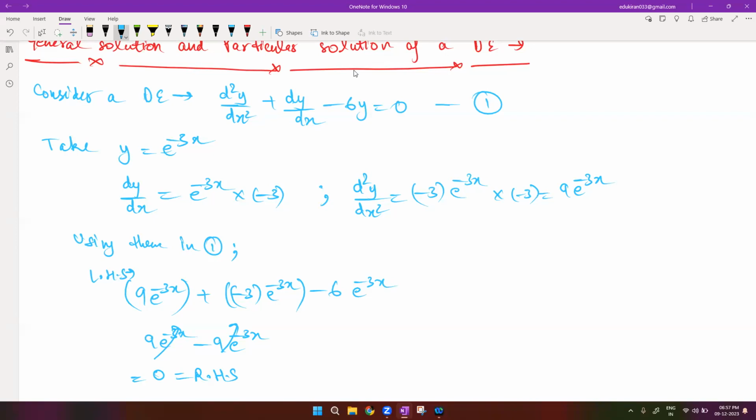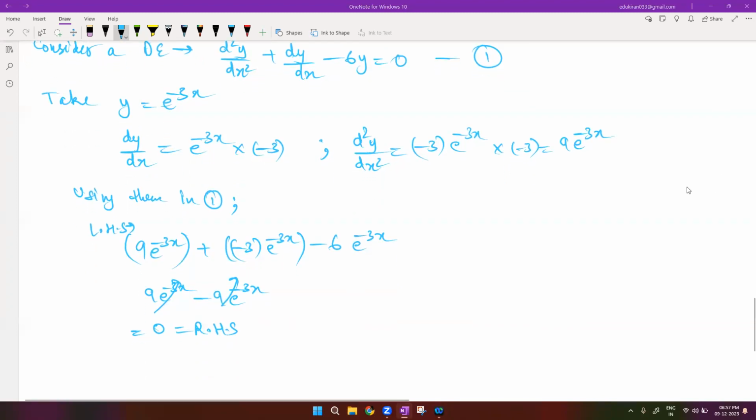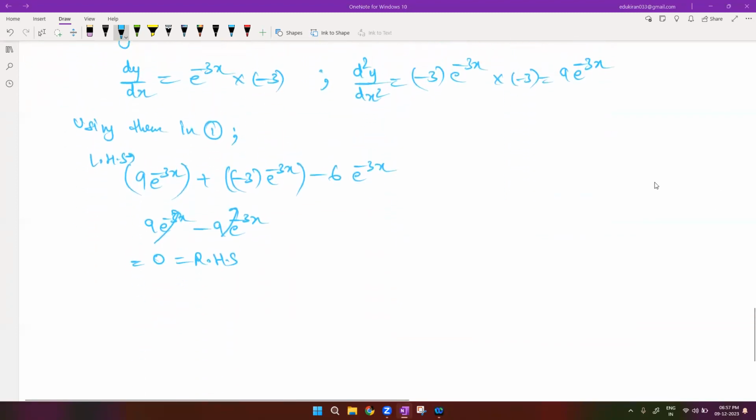Right? So let's first understand what is the concept of general solution and particular solution. For example, this is very easy to understand with an example only. Okay, before we head to the example, let's write: therefore y equals e to the power minus 3x is a particular solution.